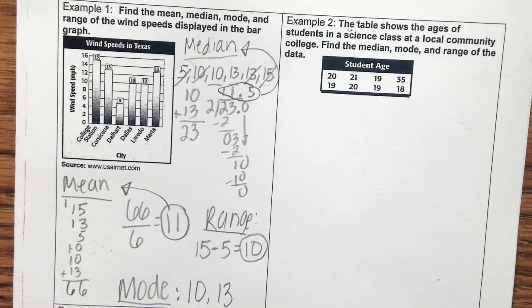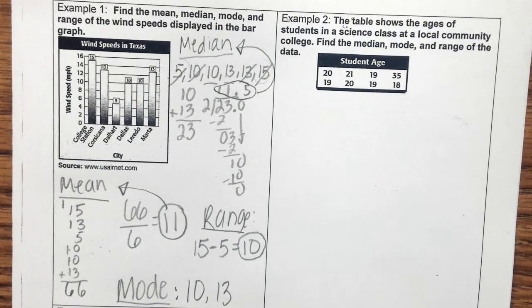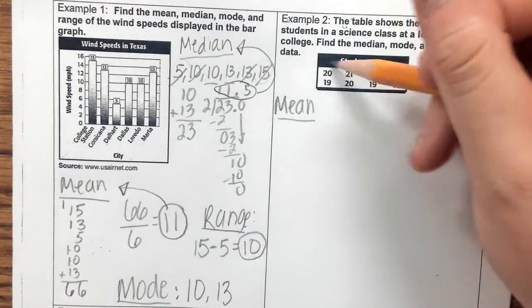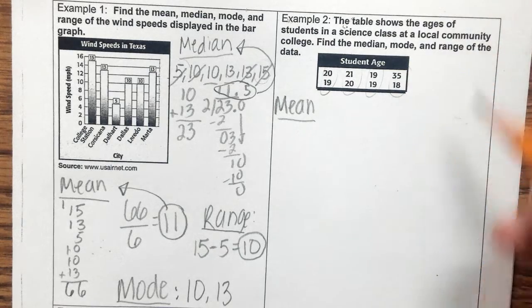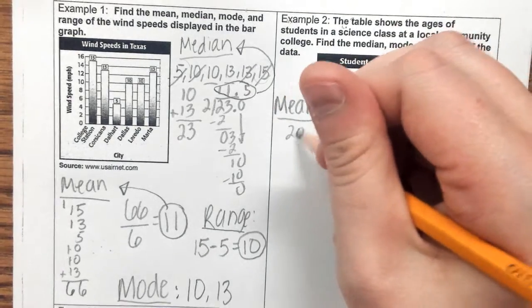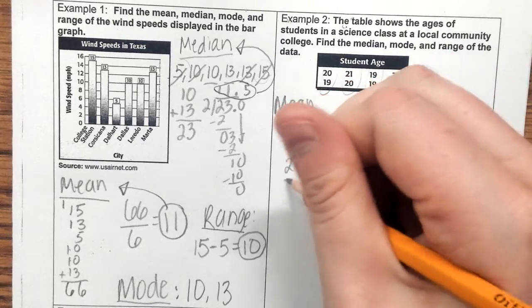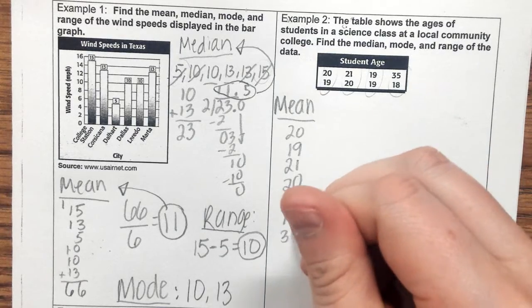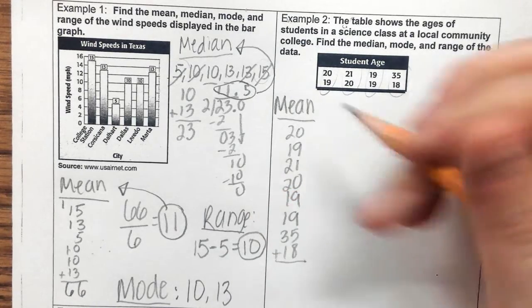All right, so let's go ahead and move on to example number 2. The table shows the ages of the students in a science class at a local community college. Find the median, mode, and range of the data. All right, so let's find the mean first. So remember, we add up the numbers and we divide by how many we have. So we're going to add 20, 19, 21, 20, 19, 19, 35, and 18. Okay, so let's go ahead and add it.